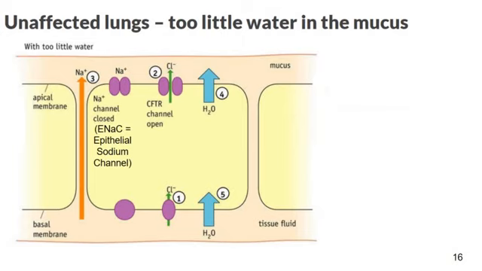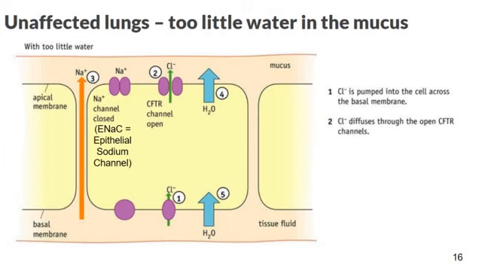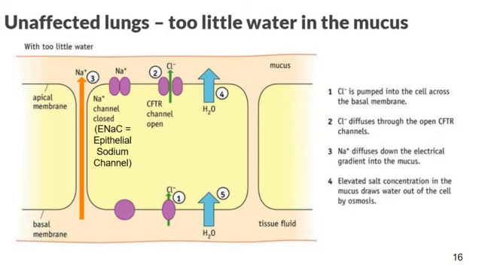Let's look through. Our label number 1 is about the chloride ion, and the chloride ion is going to get pumped into the cell this time across the basal membrane. This is going to cause chloride to diffuse through the open CFTR channels at the top. In the third step, sodium diffuses down the electrochemical gradient into the mucus, so you can see it going all the way from the basal membrane up to the mucus layer. And then the elevated salt concentration in the mucus is going to draw water out of the cell by osmosis.